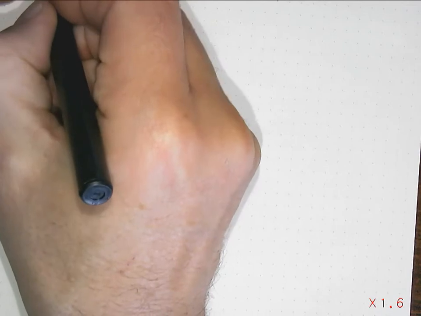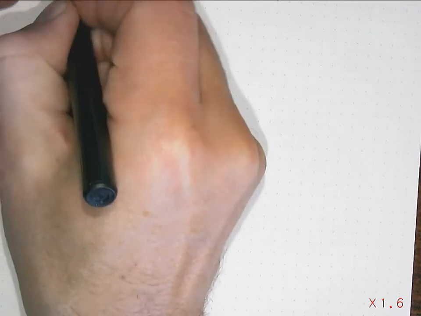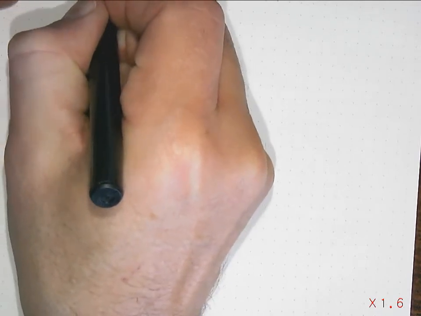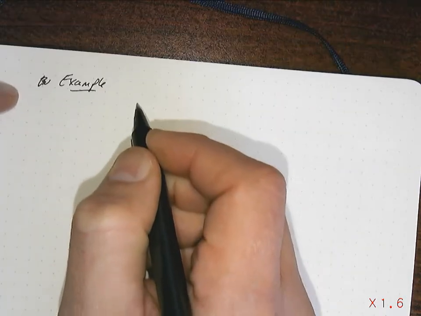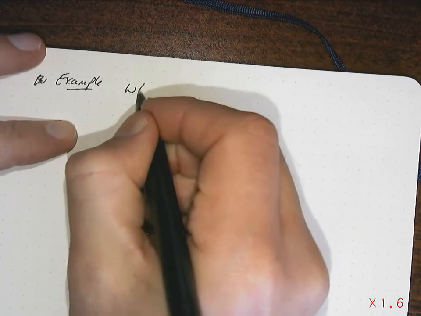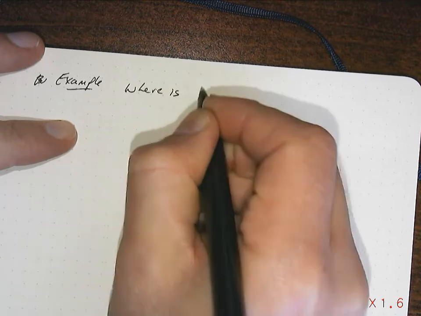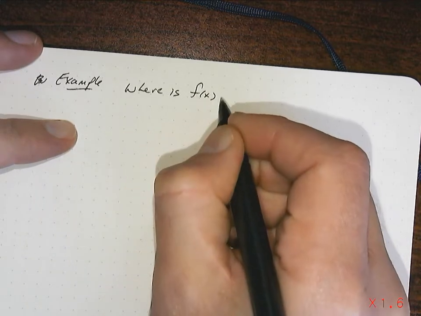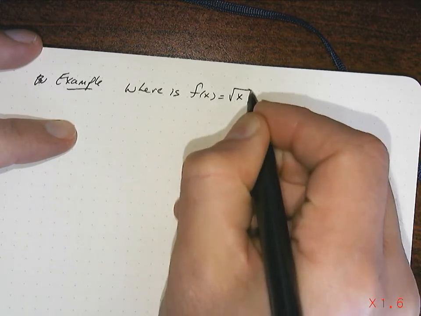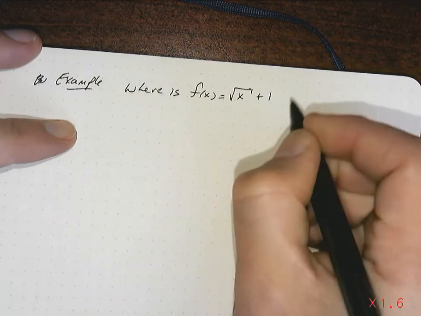Okay, ladies and gentlemen, so I want to do some examples here. So here's an example. Where is f of x, which is going to be given by root x plus 1, where is it continuous?